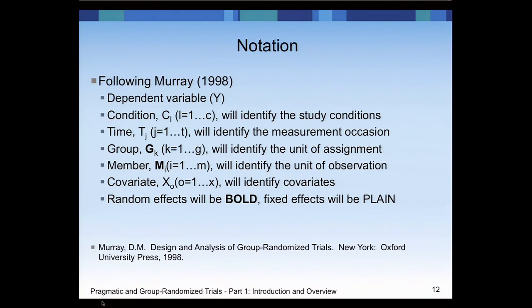I use X to refer to covariates quite generally. Covariates could include nuisance variables that we're simply trying to adjust for. In some cases, they might be mediators, but in general, I use covariates and speak of them in terms of nuisance variables. I will distinguish between random effects and fixed effects using bold and plain type. So in group randomized trials, groups and members are always random effects. That's why they're bolded. And condition, time, covariates are typically fixed effects. That's why they're in plain type.